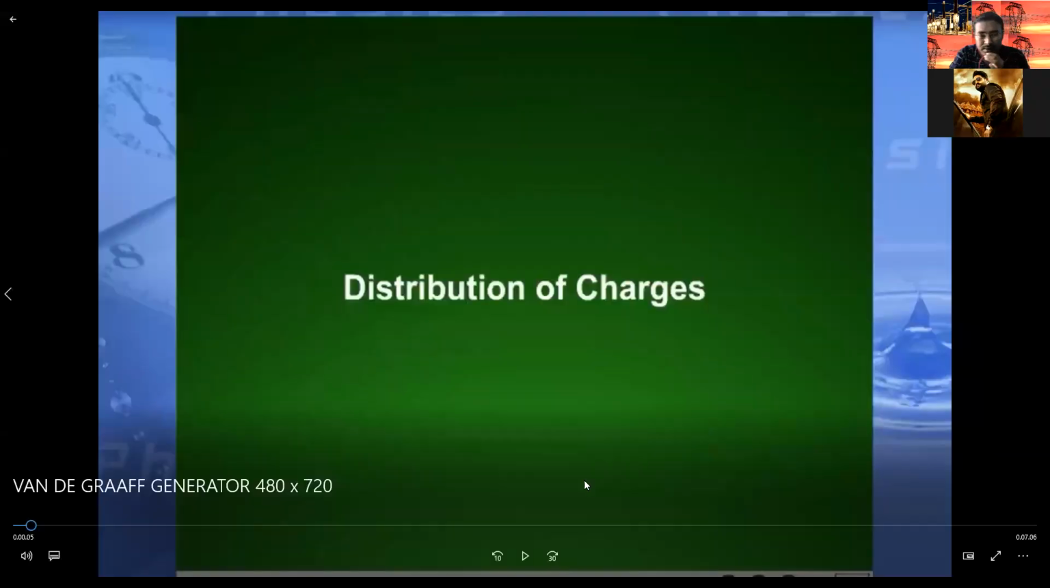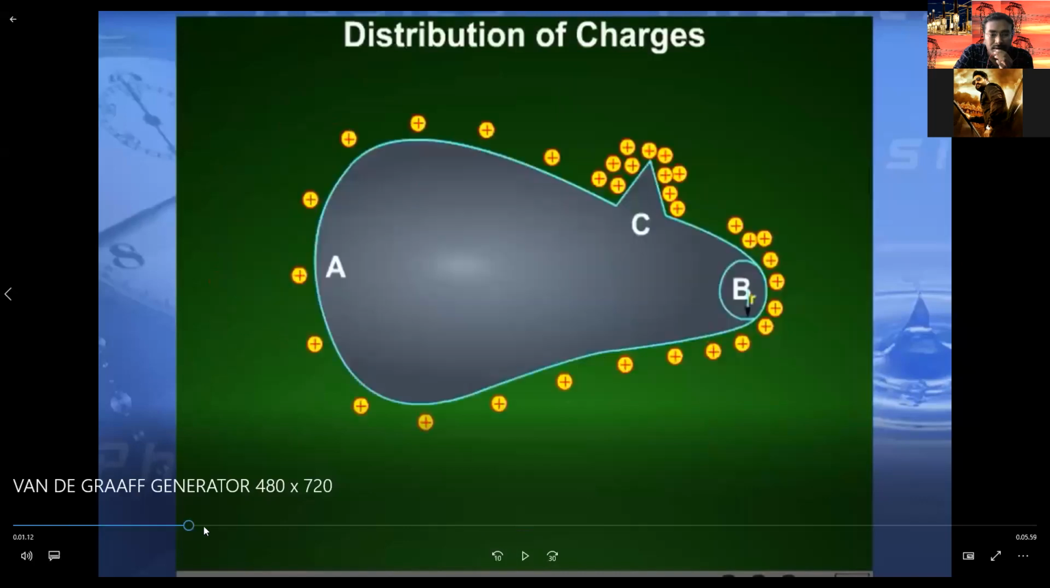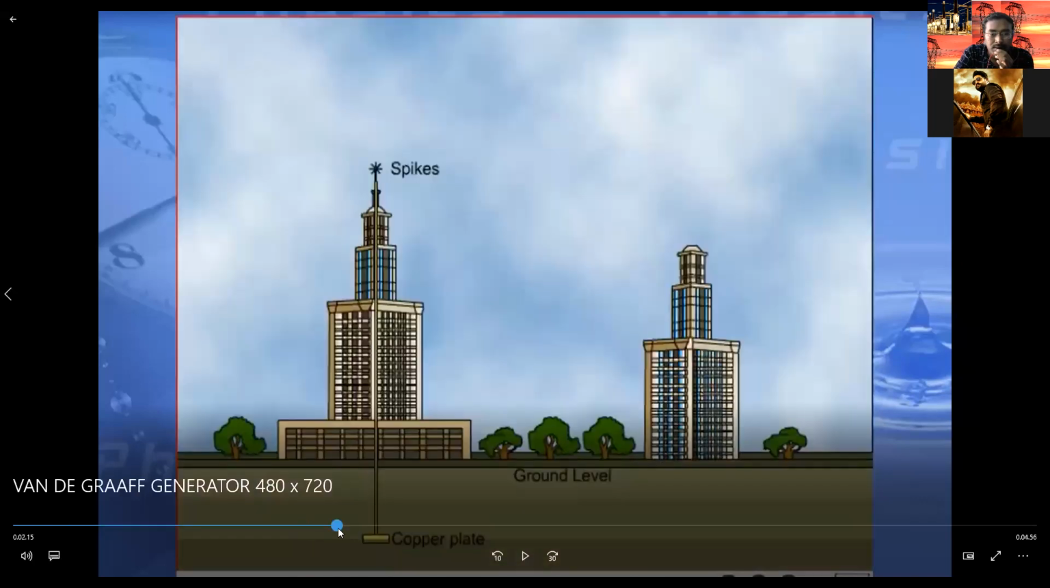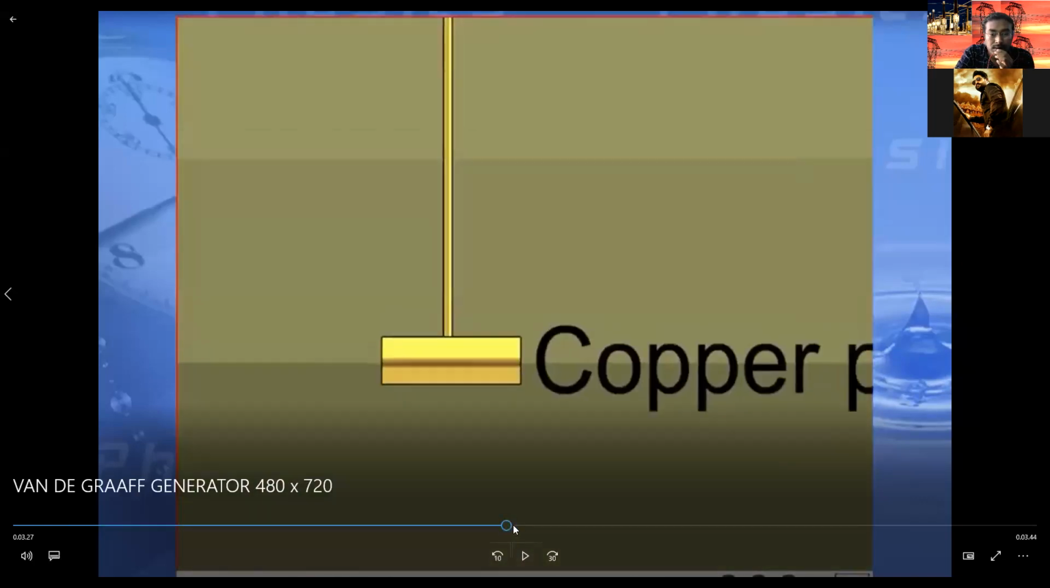And next, based on that, with the animation you can observe and understand the concept of the Van de Graaff generator. Okay, try to concentrate on that animation video. Is it visible? Yes, sir. Okay. Try to concentrate on this animation, everyone.